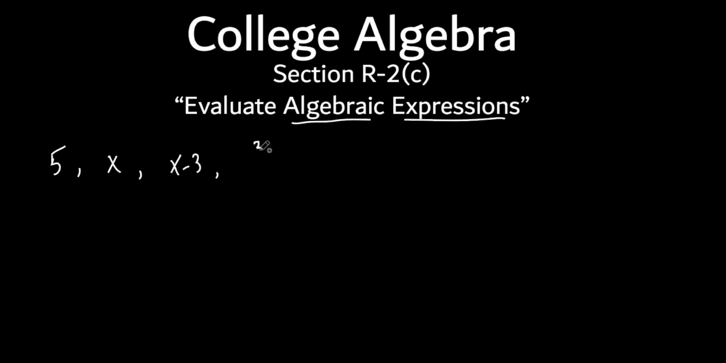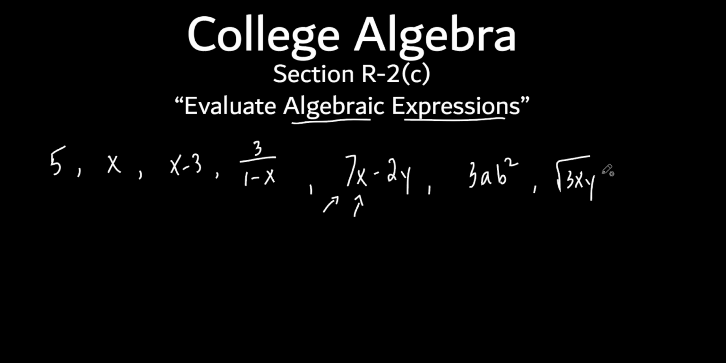You could have something like a fraction with a variable. That's an algebraic expression. You could have a couple different letters. That's an algebraic expression. You could have something like 3ab squared. That's an algebraic expression. Anything with variables and numbers where you're doing stuff with them, right? You're multiplying, adding, subtracting, dividing, taking squares or square roots. That would be an algebraic expression. All these are algebraic expressions.